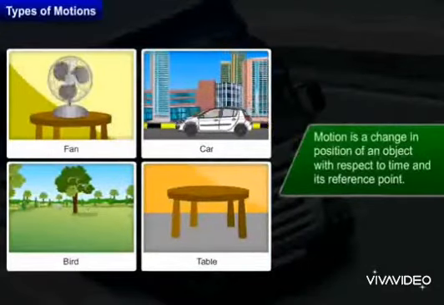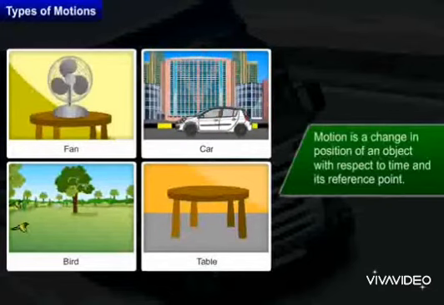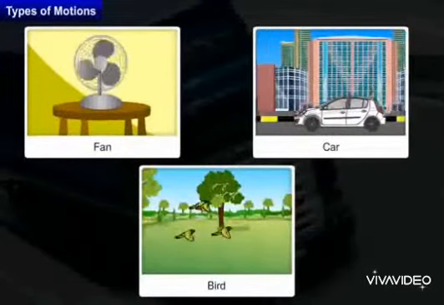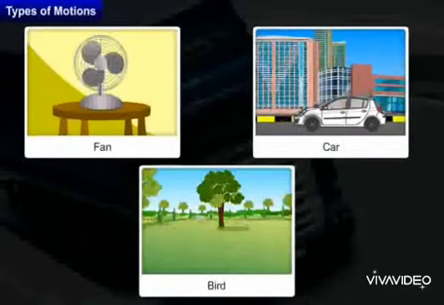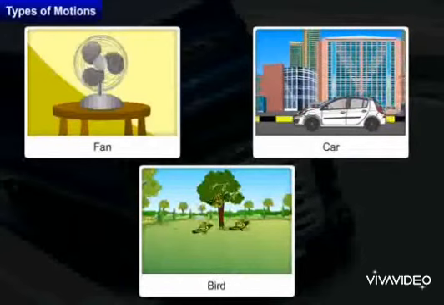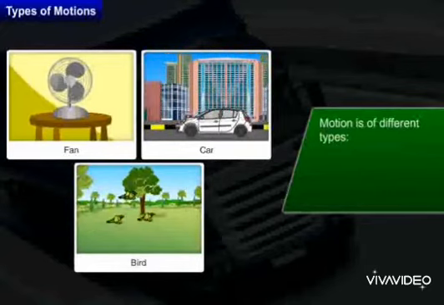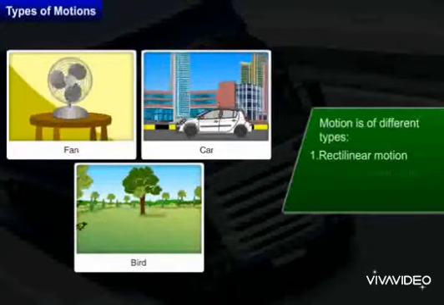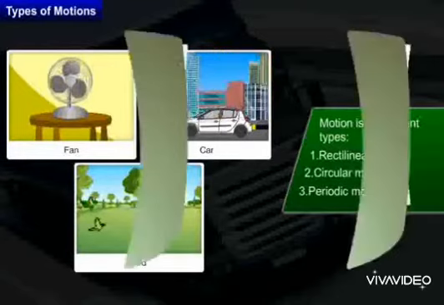Motion is a change in position of an object with respect to time and its reference point. Objects like a moving fan, flying birds, and moving vehicles are said to be in motion as these objects change their position with respect to time. The types of motion are namely rectilinear motion, circular motion, and periodic motion.